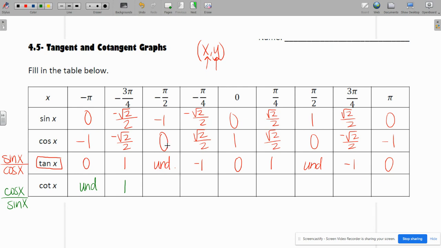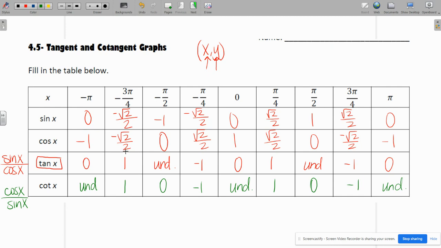So instead, that's why we think of 0 over negative 1 is 0. We have positive root 2 over 2 over negative root 2 over 2, that's going to be negative 1. This one's going to be undefined. The reciprocal of 1 is 1. Reciprocal here would be 0, negative 1, and then undefined.